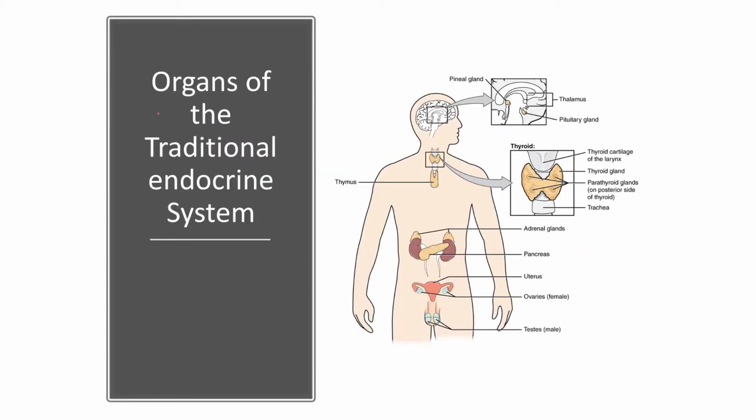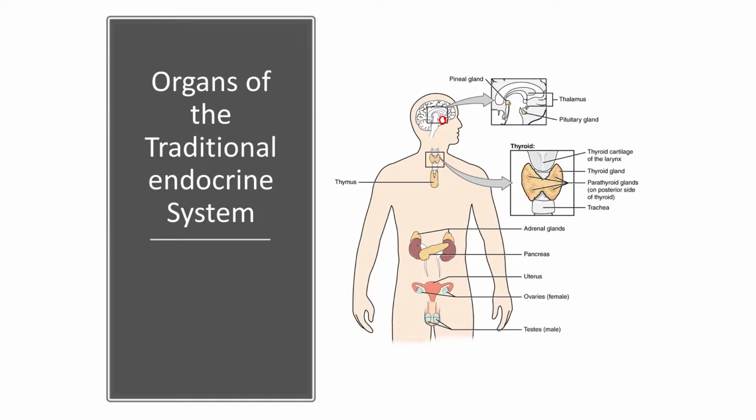So we have the traditional organs of the endocrine system. So we start with the pineal gland and pituitary gland near the top. So if we look at the anterior side, this is the pituitary, which is considered the master endocrine organ, master regulator. On the posterior side, the brainstem, we have the pineal gland, which helps you regulate your sleep cycles.